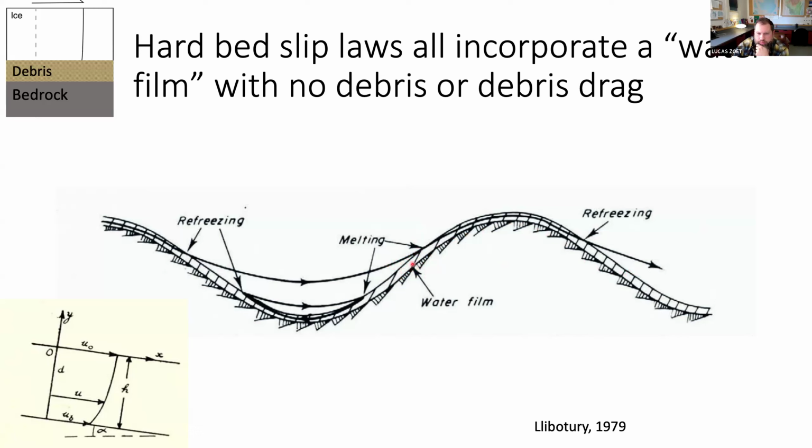But you can imagine if you put big rocks in here, and this water film might be only on the order of a millimeter. If you put rocks in here that are bigger than a millimeter, they're going to poke through that water layer and start dragging on the bed. And so it's an extra source of drag, just like we saw before. It's unaccounted for in virtually all slip laws because it's hard to deal with.